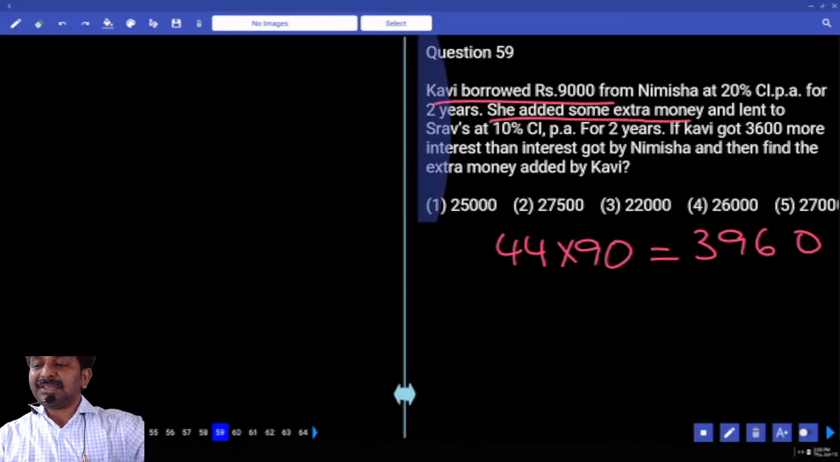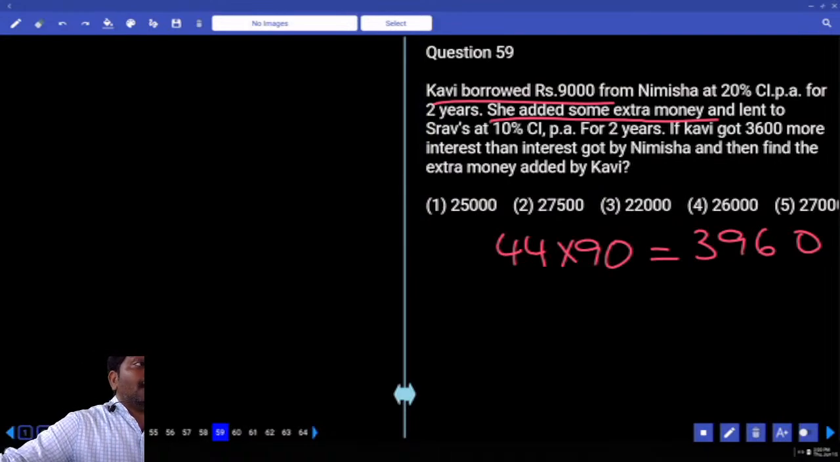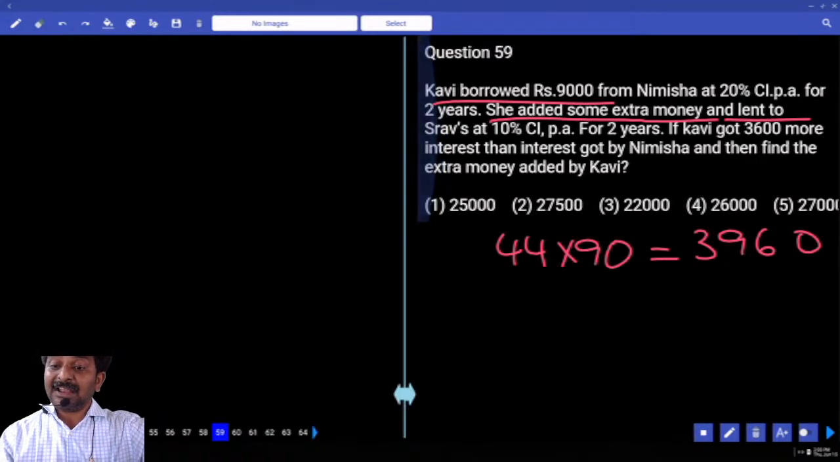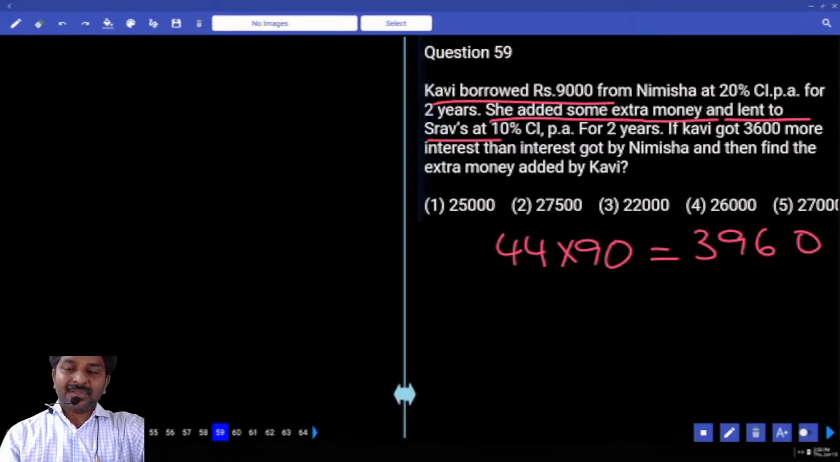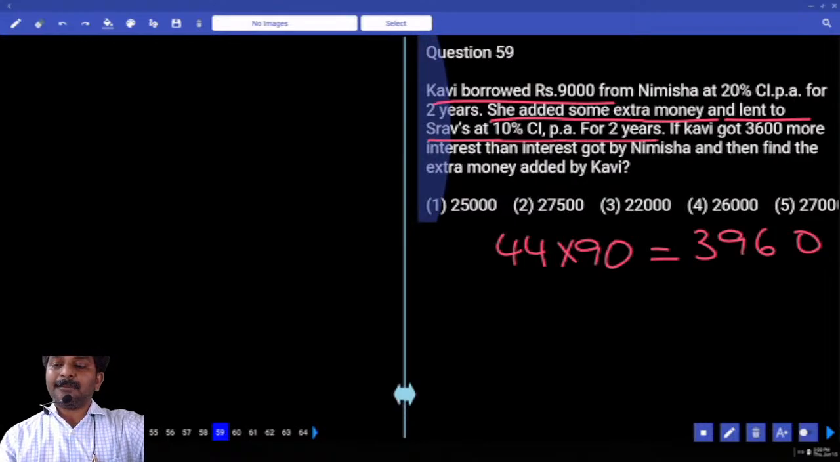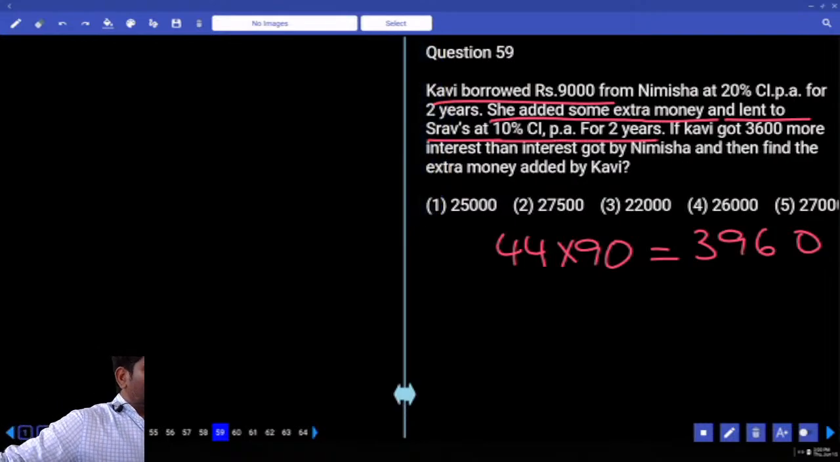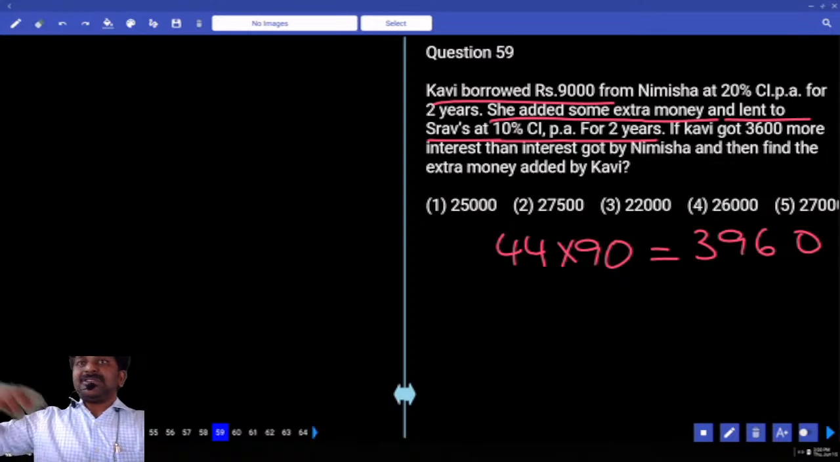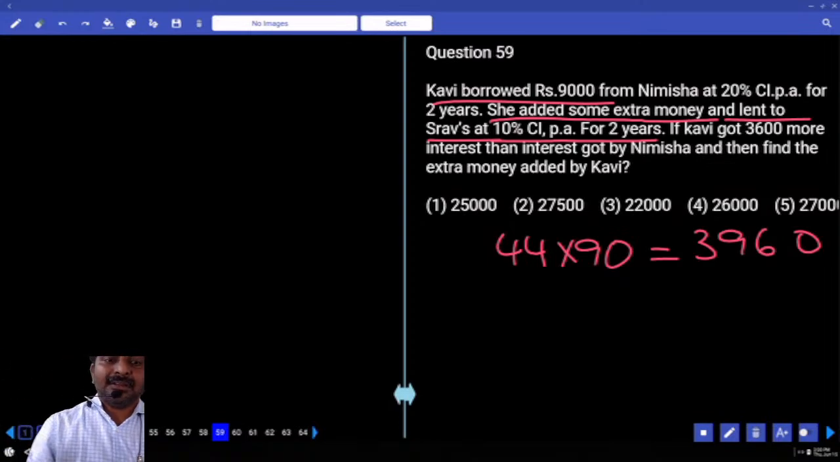She added some extra money. Who? Kavi. I am Kavi. I added some extra money. How much I took from you? 9,000. To that I am adding some money. I don't know how much I am adding, but that is lent to SREEDHAR'S at 10% per annum compound interest for 2 years. So from SREEDHAR'S, how much interest I will get after 2 years? 21%. Clear? How much I get?